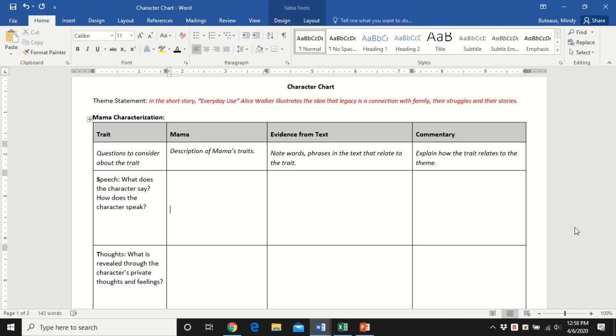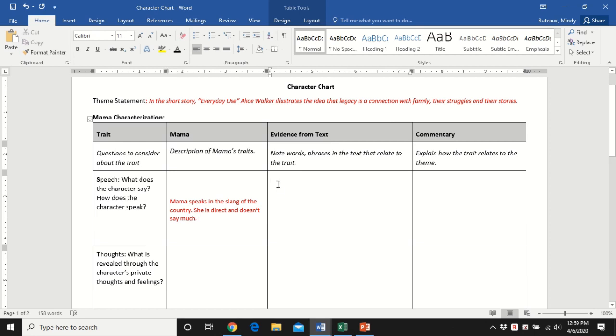some feedback. Okay. So the first thing that we're going to look at when we're trying to figure out the characterization of Mama is what does she say and how does the character speak. You may have noticed that Mama doesn't say a whole bunch. So she doesn't talk a lot. She is extremely direct. And you should have noticed that she had a country accent. She uses country slang. So we would put that in our first chart. Mama speaks in the slang of the country. She is direct and doesn't say much.